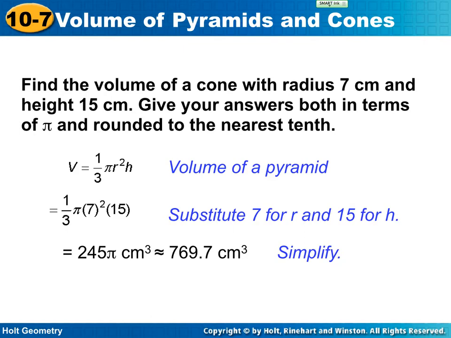The radius was 7, the height was 15, and since they wanted it in terms of pi, I just multiplied 15 times 49 times 1/3. That should be 245. And then multiply by the pi to get the decimal.